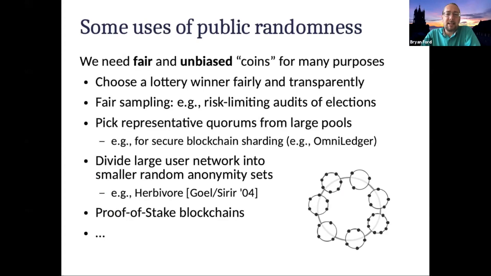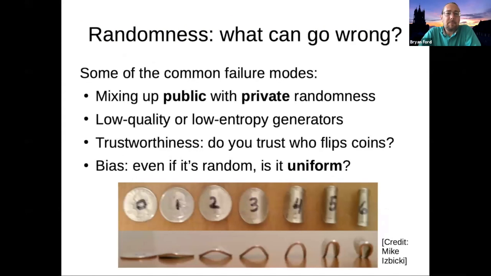Things like scalability of mechanisms like sharding, which the DEDIS lab explored quite a bit in our OmniLedger project. And many other classic distributed systems have depended on picking a sample or quorum or something like that fairly in various ways. So there are a lot of reasons we need public randomness, but now what can go wrong?